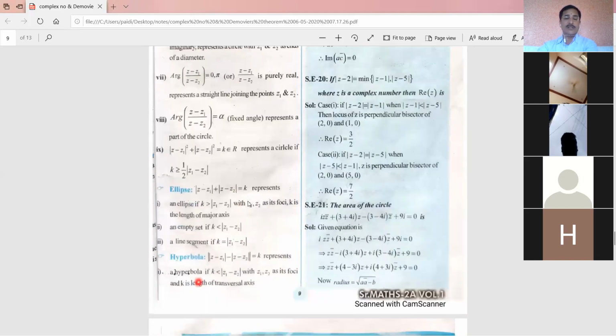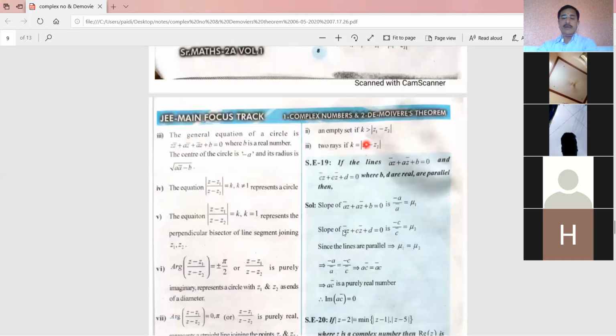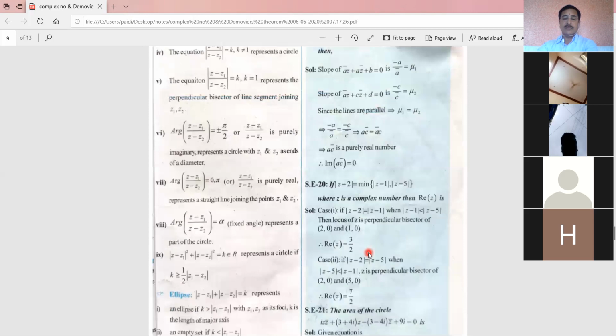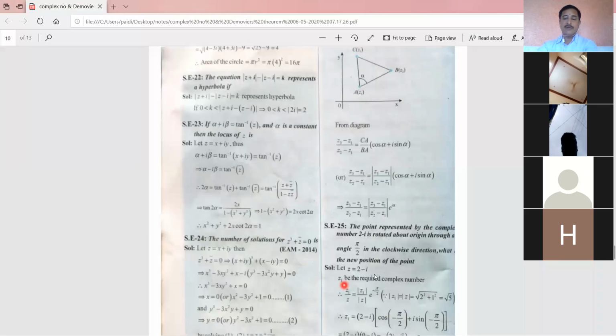So these are the conditions in the ellipse and these are the conditions in the hyperbola. Time is running out. Okay, and these are some examples. Go through them. Again, these are all examples. You can understand easily.